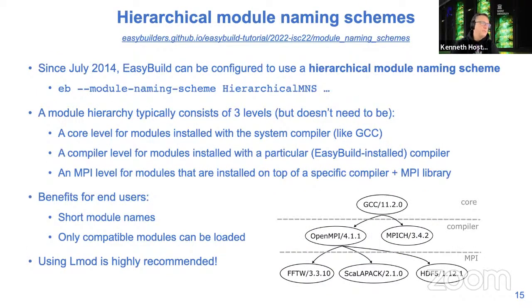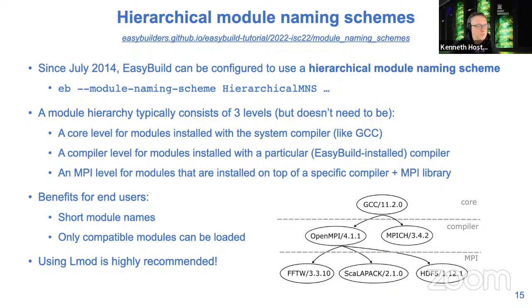One of the major features that was implemented by people outside of the HPC-UGent team was support for hierarchical module naming schemes. So the Jülich Supercomputing Center was a big driving force behind this. Especially Marcus Geimer spent quite a bit of time on this during the early hackathons. So the intent is to organize your modules in a different way, so that you have very short module names and that you can only load modules which are compatible with each other.